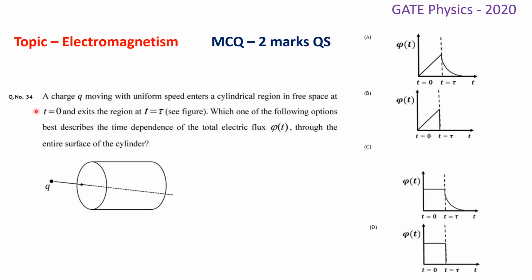The question is, a charge Q moving with uniform speed enters a cylindrical region in free space at t equals 0 and exits the region at t equals tau according to the figure. Which one of the following options best describes the time dependence of total electric flux phi as a function of t through the entire surface of the cylinder? So there are 4 options given. We have to choose the correct option which describes the graphical plot of phi as a function of t in a proper manner. So let us see how to solve this problem.